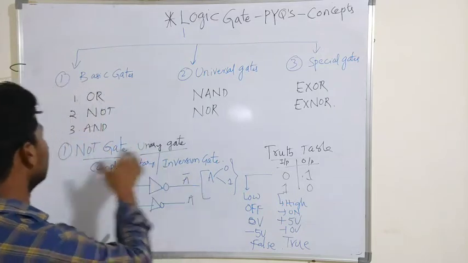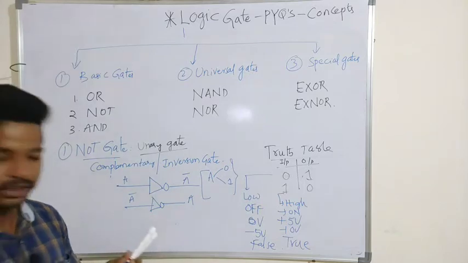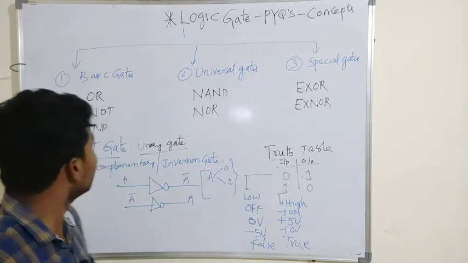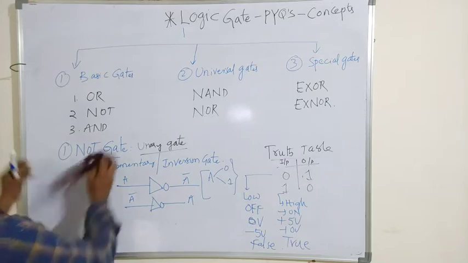So this is about the NOT gate. Let's start discussing other gates like the OR gate and the AND gate.